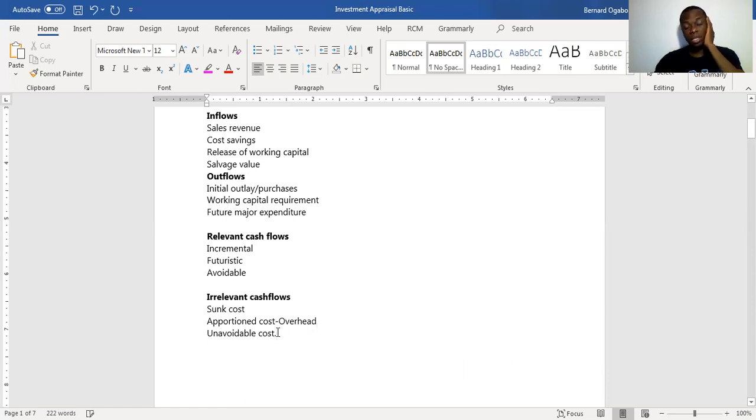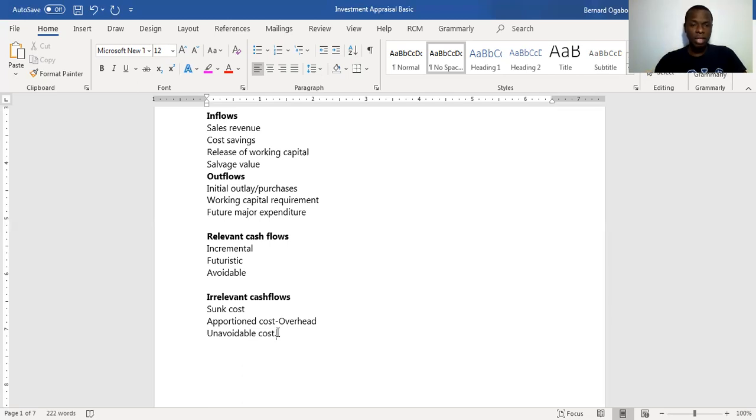Unavoidable cost here means that whether I undertake this new venture or not, I'm going to incur these costs. So it's an irrelevant cash flow and it should be ignored.